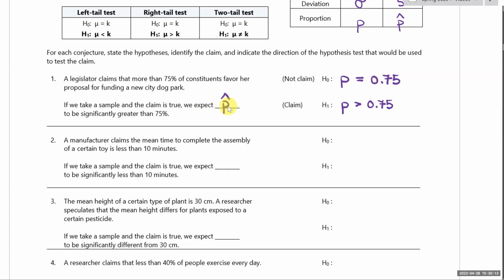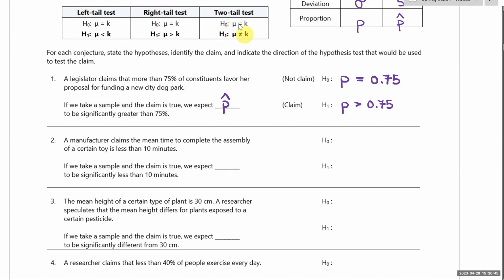Then we're going to go get some data and see if we get a number significantly bigger than this, so that we're convinced that she is correct, or he, whoever this legislator is, is correct, that the proportion is bigger. So if we want p hat to be bigger than 75%, we're looking for numbers to the right of 75% on a number line. So if you think of a number line, numbers bigger than this are to the right of it. So we call this a right tail test.